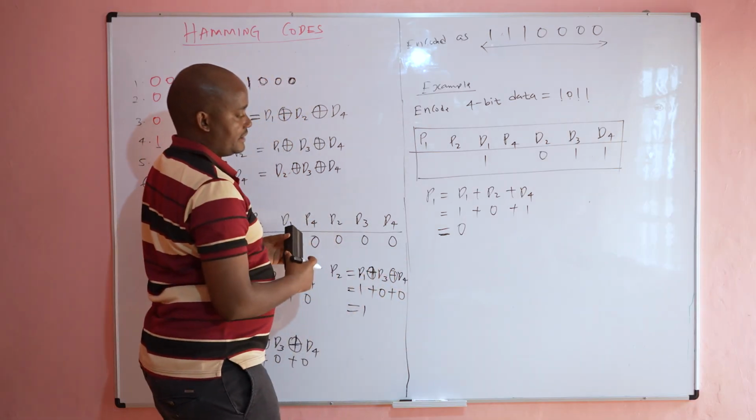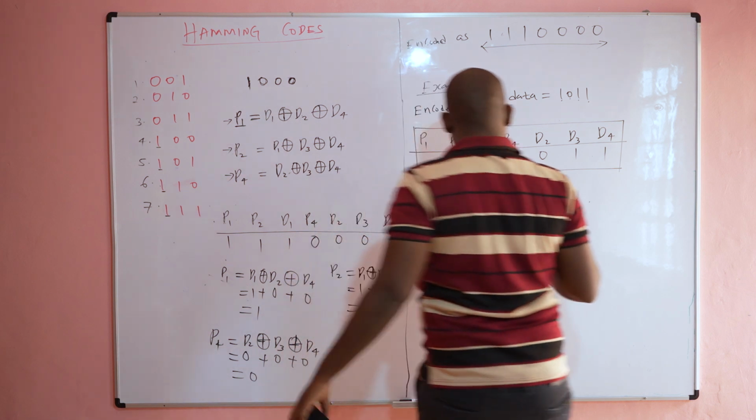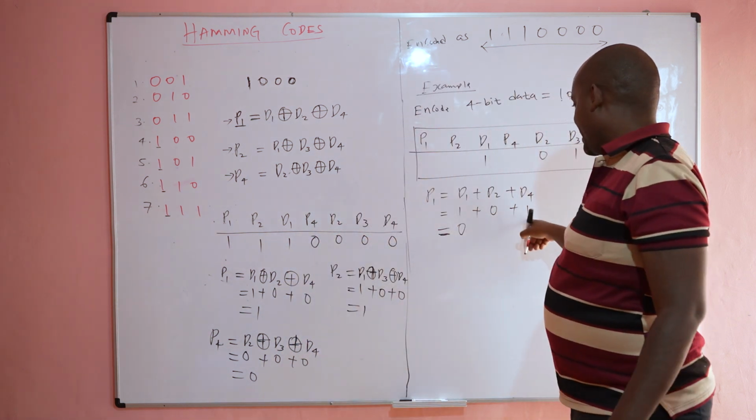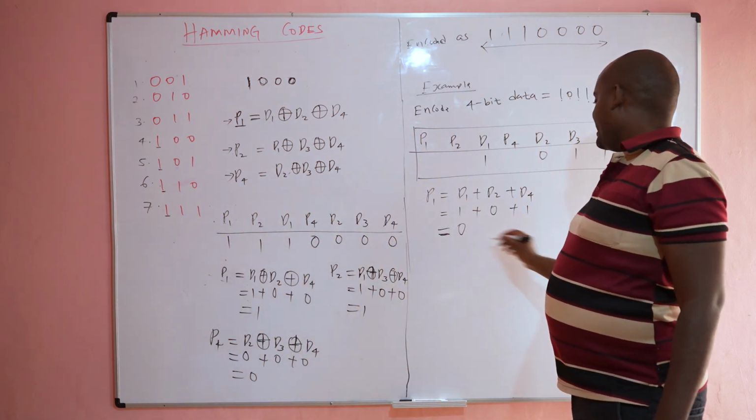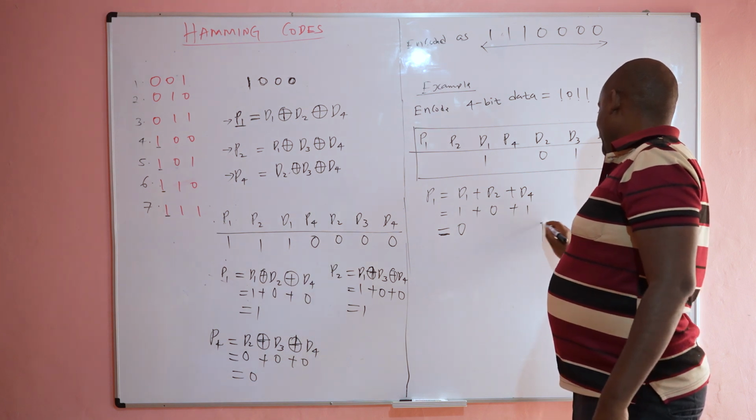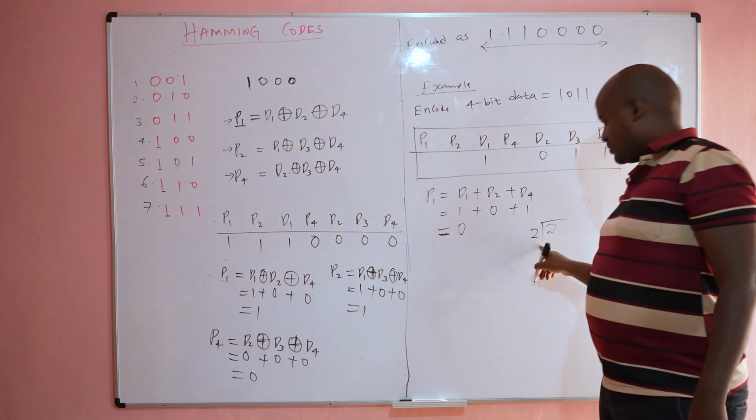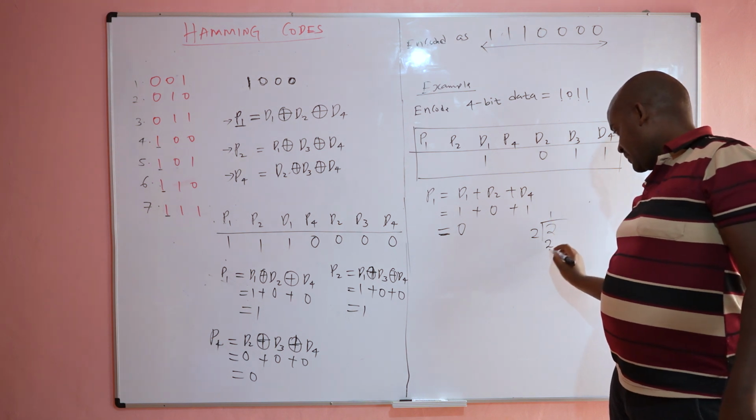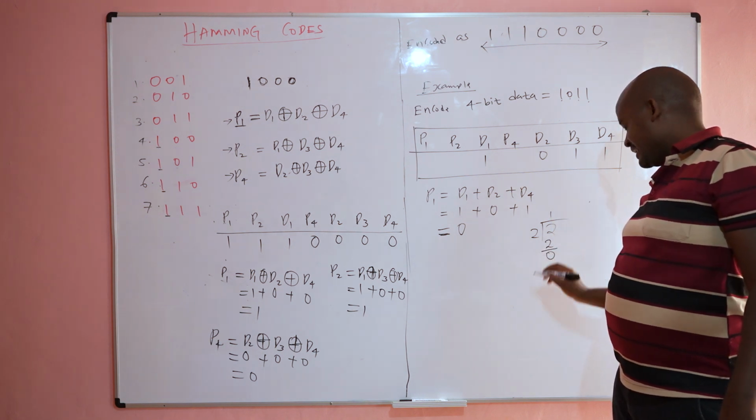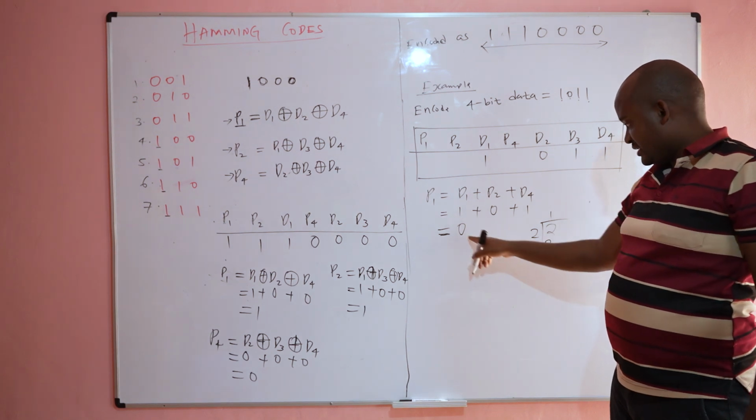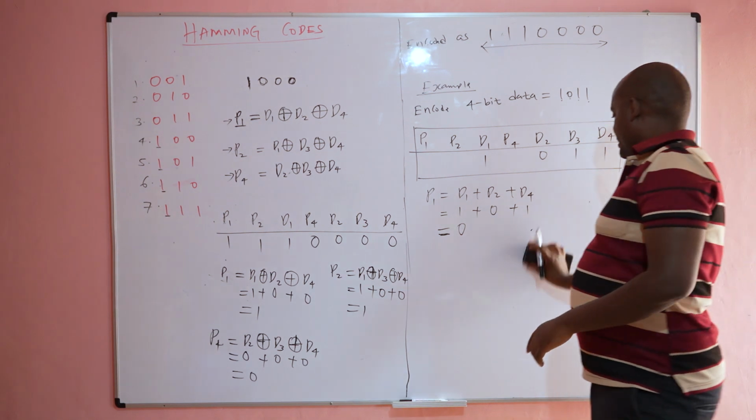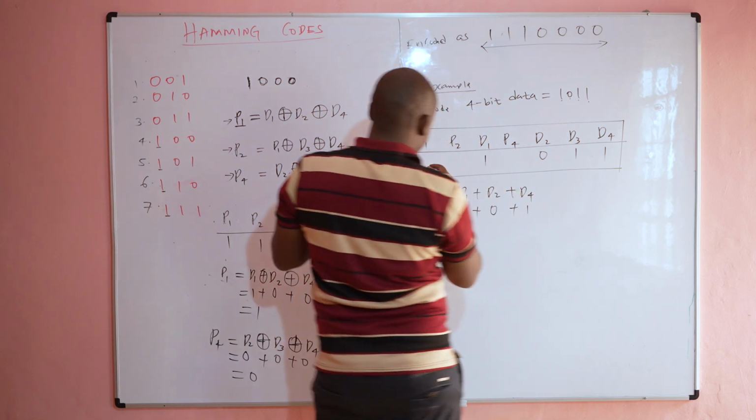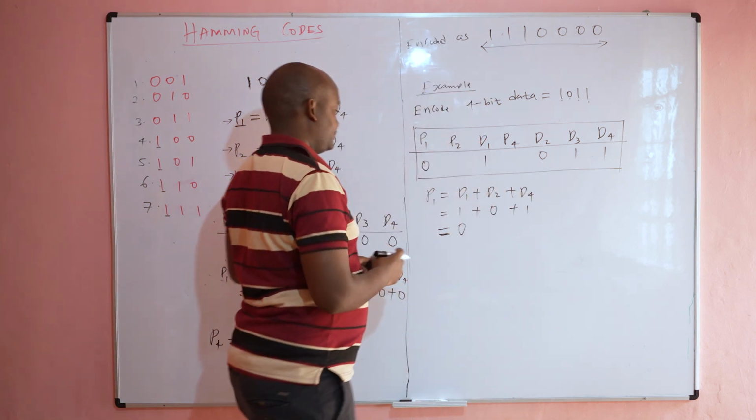Why? It is because when we normally add 1 plus 1, you get a 2. But in this particular case, we are picking the remainder upon division by 2. So what is 2 divided by 2? How many times does 2 go into 2? 1, and the remainder here is 0. So we put a 0 here instead of 2. So now in this particular position we put a 0.